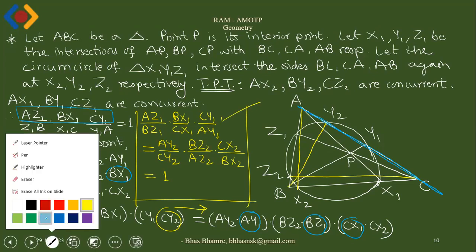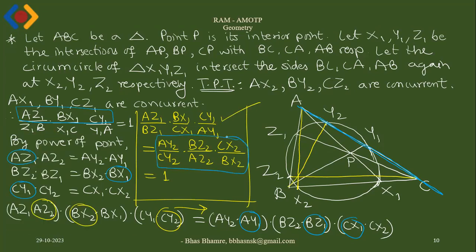Now you critically watch this product in the figure. What is it? I am wrong in reading: AY2 upon Y2C, then CX2 upon X2B, BZ2 upon Z2A is equal to 1, and then therefore we are done. So AX2, BY2 and CZ2 are concurrent.